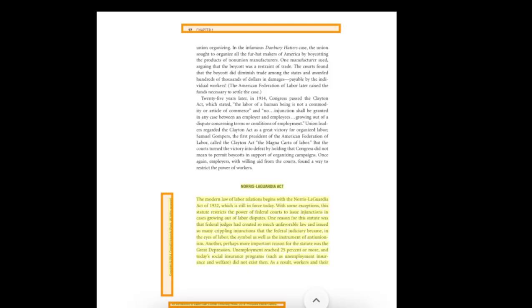Another, perhaps more important reason for the statute was the Great Depression. Unemployment reached 25% or more, and today's social insurance programs, such as unemployment insurance and welfare, did not exist then. As a result, workers and their families suffered terribly. Organized labor spoke on their behalf. The Norris-LaGuardia Act was a step toward recognizing unions as the legitimate representatives of workers.